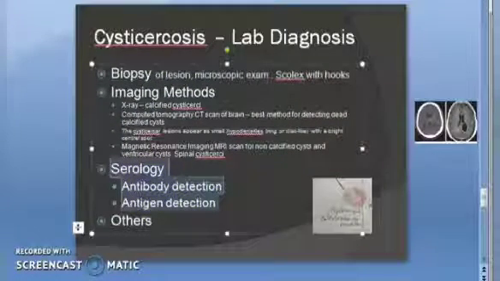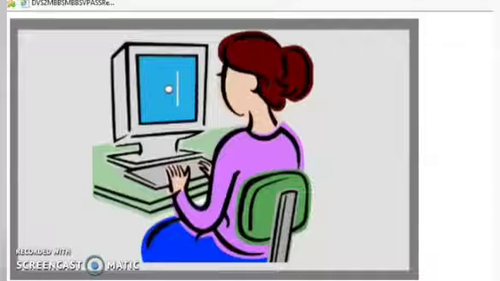How many people sleeping? How many people awake? Shall we continue with the lab diagnosis of cysticercosis?